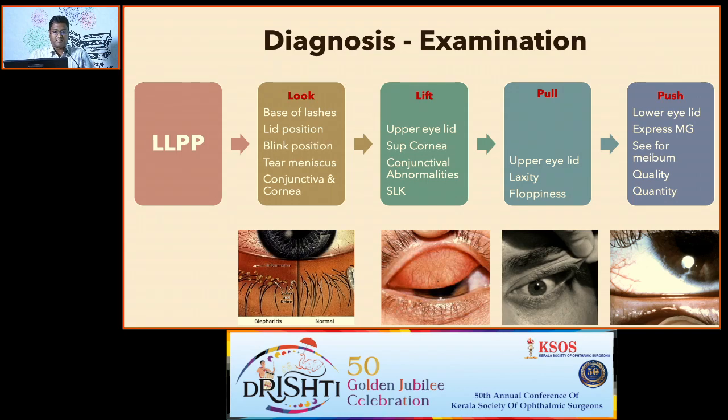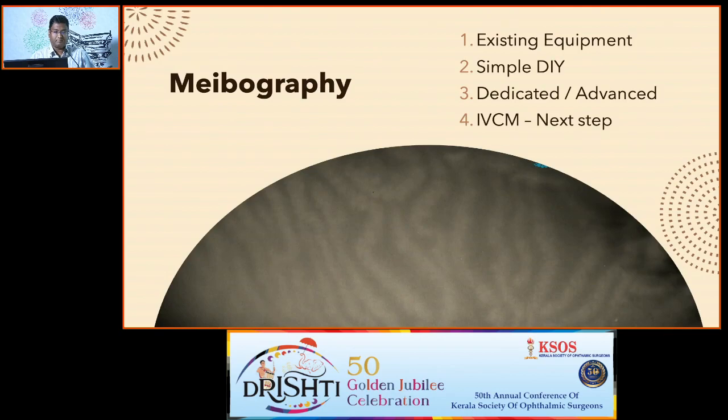Meibography also, this is the ASCRS recommendation, LLPP. Always look for the lash, lid position, blink position and tear meniscus. Lift the upper lid and look for the superior conjunctiva for SLK. Check upper lid laxity and floppiness, and push the lower lid and express the MG to see the meibum quality and quantity. So LLPP should be run routinely for all your cataract and any other refractive procedures as a primary procedure.